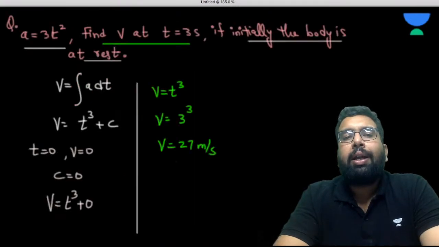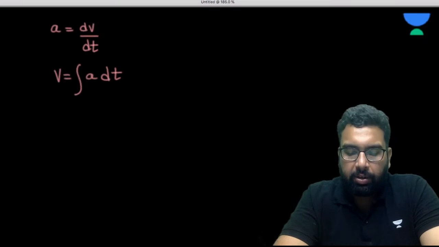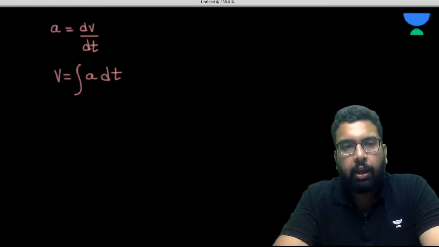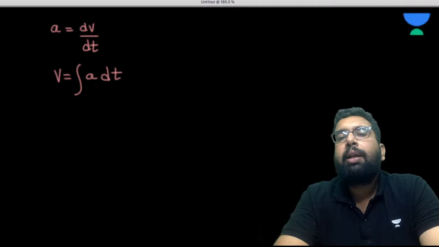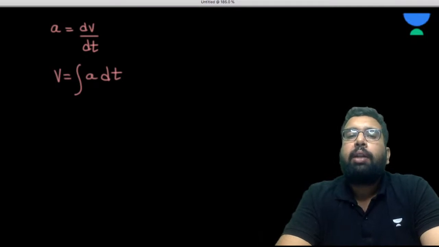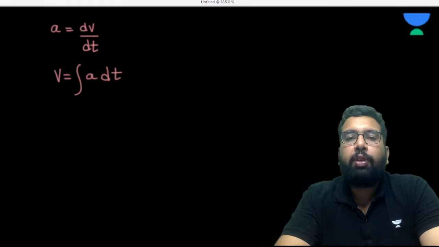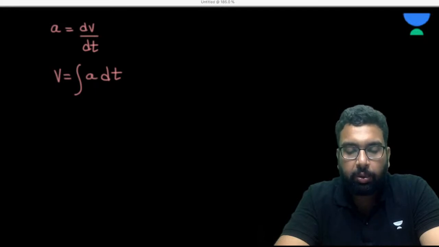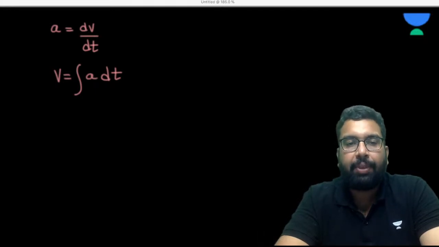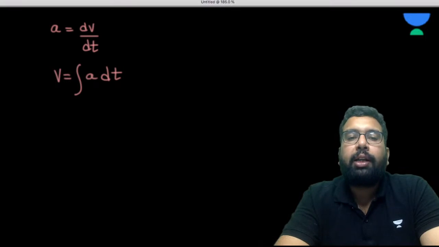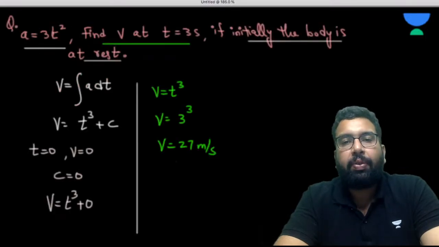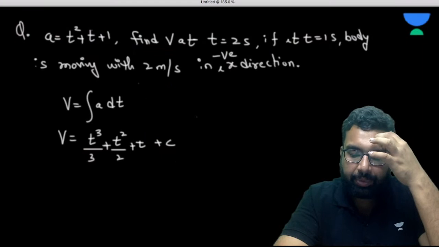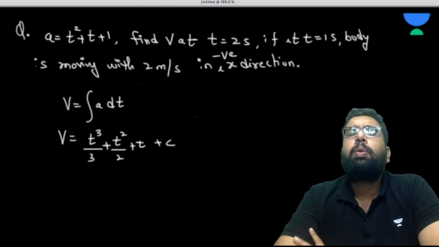Now we are talking about the acceleration. Acceleration is dv by dt. That means if you want to find the velocity out of the acceleration, you need to do the integration, because integration is the reverse process to differentiation. So velocity is integration of a dt. We tried a few questions, now we want to try this. Simply from this question you will be able to understand.